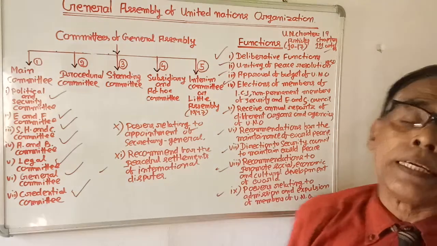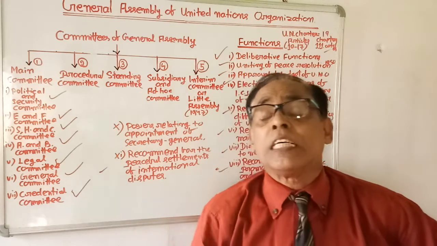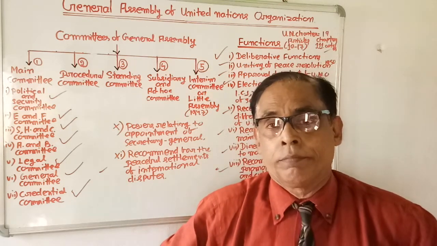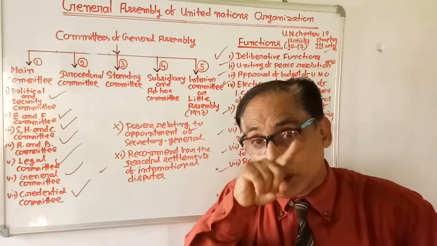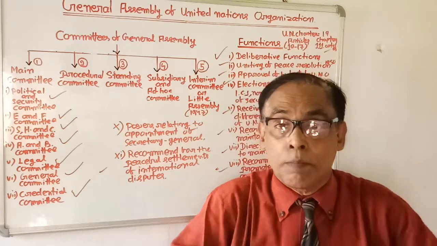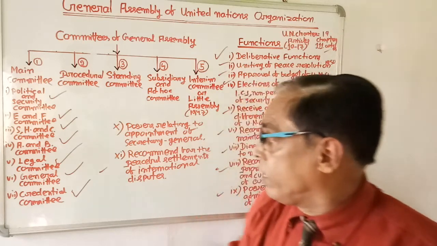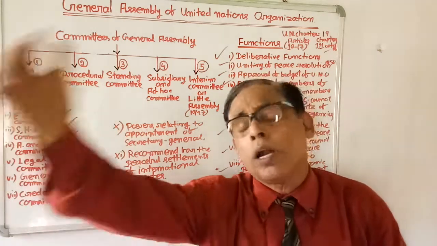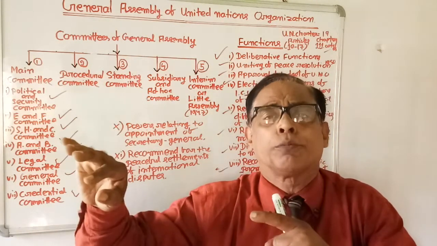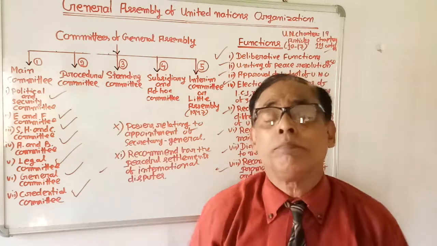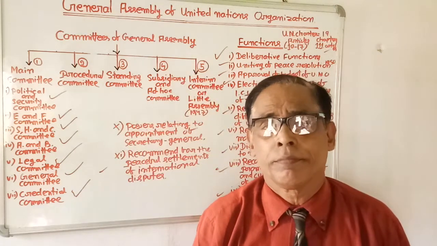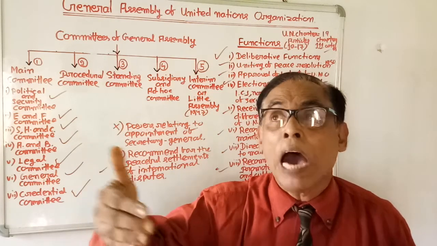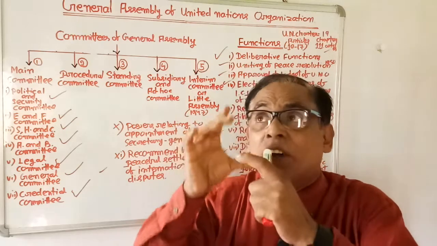Power relating to appointment of Secretary General. The head of the UNO is the Secretary General. So whenever the Secretary General of the UNO is to be appointed, the name of that Secretary General must be suggested by the Security Council to the General Assembly, and the General Assembly will have to give its approval. Then the last one is recommendation for the peaceful settlement of international disputes. Whenever in any part of the world there are disputes, any type of problem which will strike international peace, it is the duty of the General Assembly to give recommendations on how to restore, how to establish world peace.